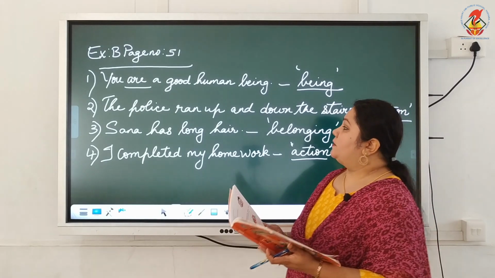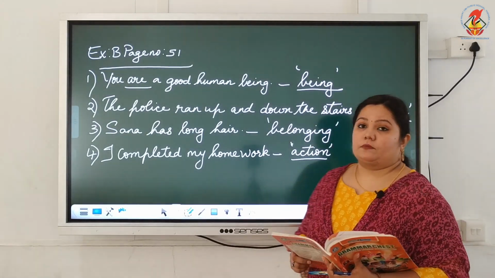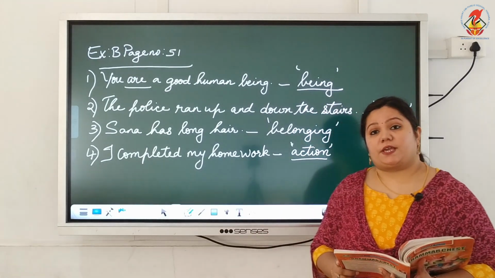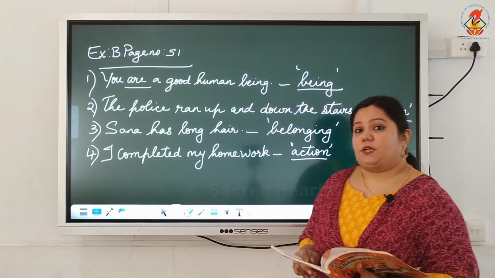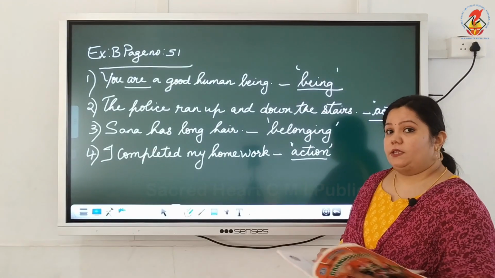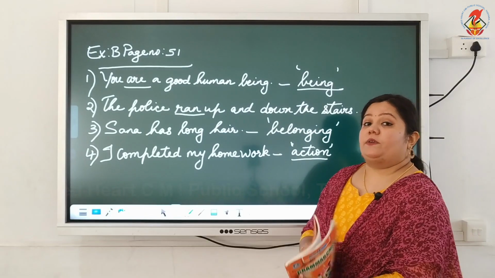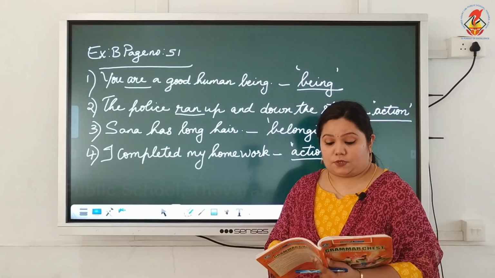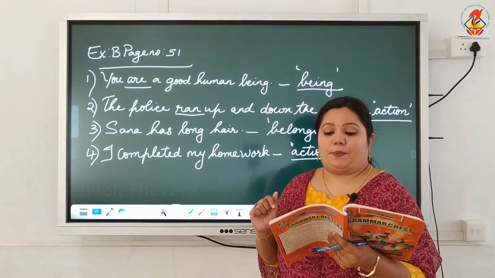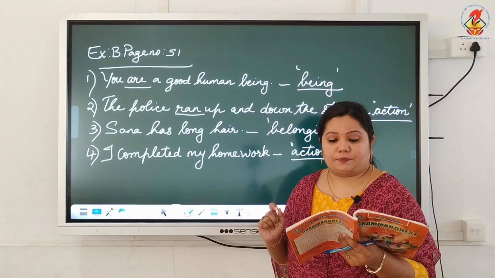Now the next one, the police ran up and down the stairs. The police ran up and down the stairs is the second sentence here, and ran up and down, right? So the word ran can be taken as the action. So we have to write here action. Running is an action. So here the police ran up and down the stairs. Okay, I hope you got that.